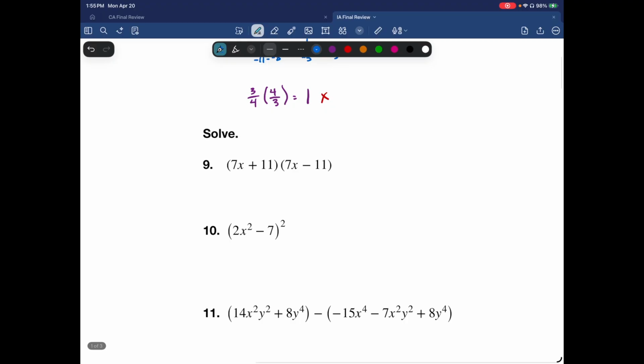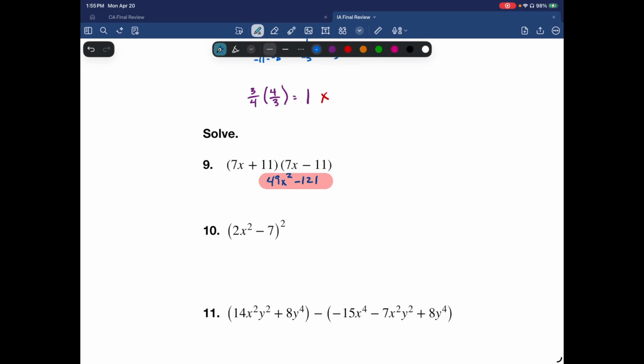All right, on number 9, we're just going to multiply it out and solve. But if you notice, these parentheses are the same except for one's positive, one's negative inside. So that's the difference of two squares. So when I multiply this out, I'm not going to have a middle term. And so it's just going to be 49x squared minus 121.